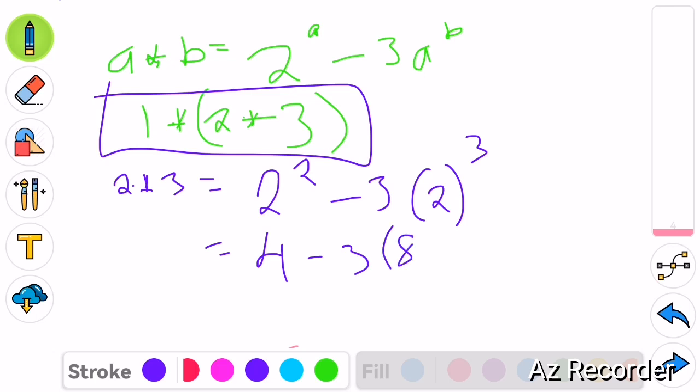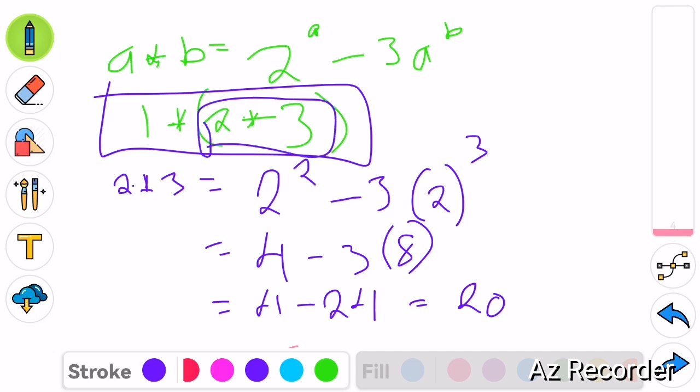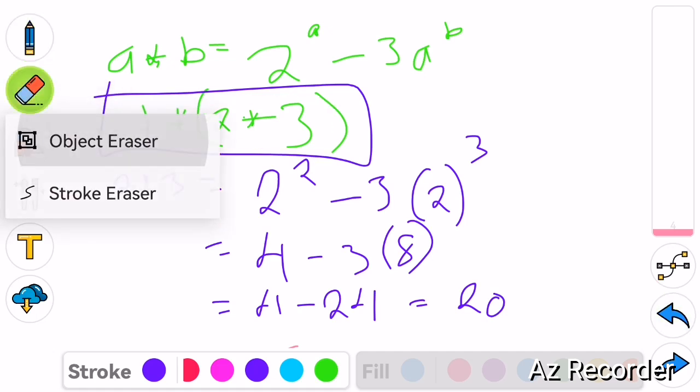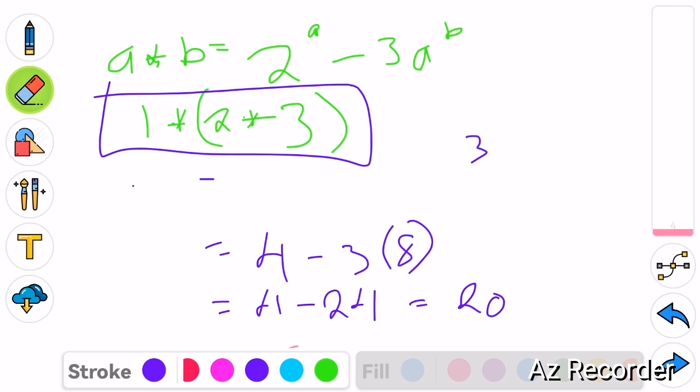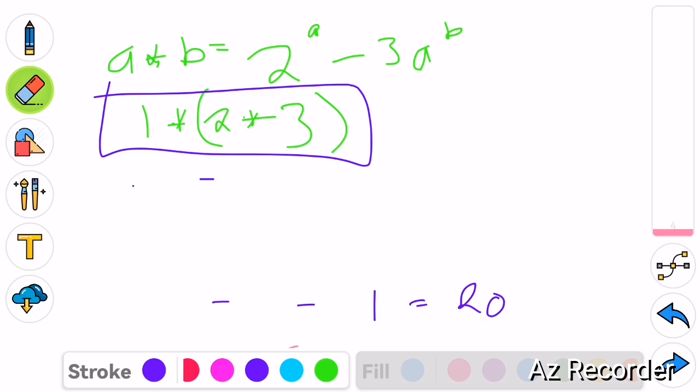So here I'm going to put my 8 there, and then 4 minus 3 times 8, that's 24. So this is that, and then my answer here is going to be 20. Good. So I have 20 as my answer. So 20 is what I've found for 2 star 3. So I can rub this stuff on top here. I'll remain with my 20.